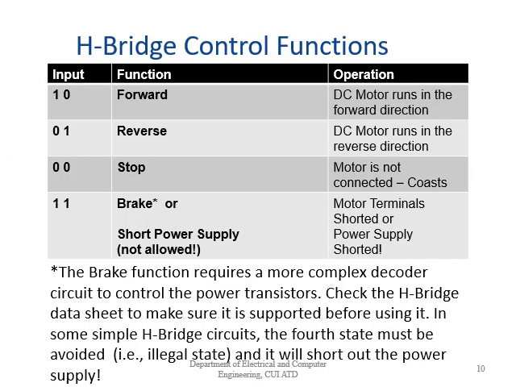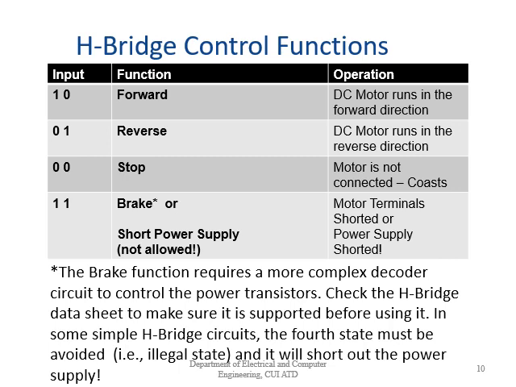So these are the controls of the H-bridge function. Once we have input 1, 0, the DC motor will run in the forward direction. If we have the input 0, 1, it will run in the reverse direction. If we have 0, 0, it will stop. And if we have 1, 1, it will brake, and the motor terminals or power supply are shorted. Okay. So the brake function requires a more complex decoder circuit to control the power transistors.